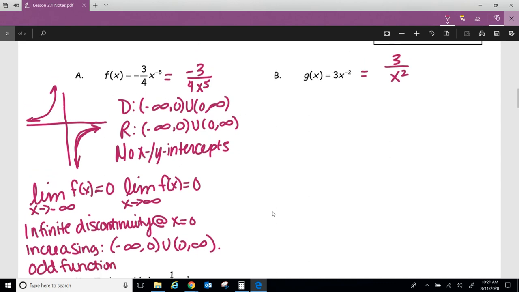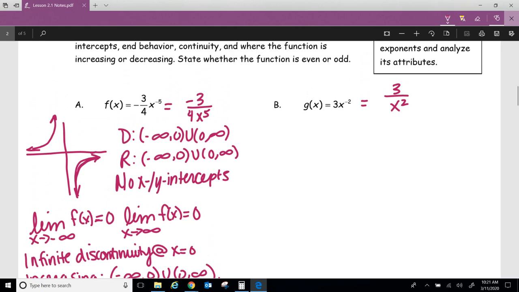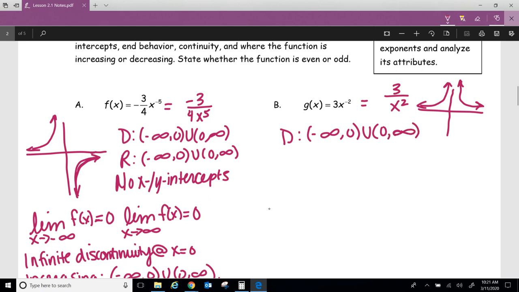Good. All right, looking at B, when we explored this, we said if it is an even degreed rational function and it's got a positive leading coefficient, it looked something like that. The domain is the same, so negative infinity to 0. We still have an asymptote there at 0. But notice our range is different because we're only in quadrants 1 and 2. Our range is from 0 to infinity only. We don't have anything down in the negative portions for y's. Still no x or y intercepts because of our asymptotes.